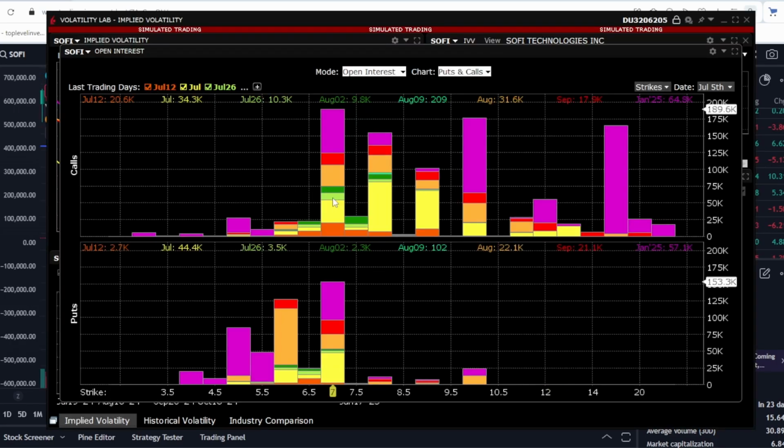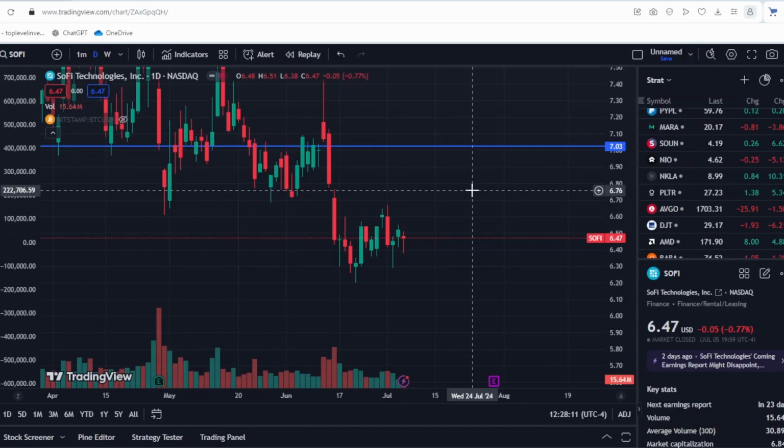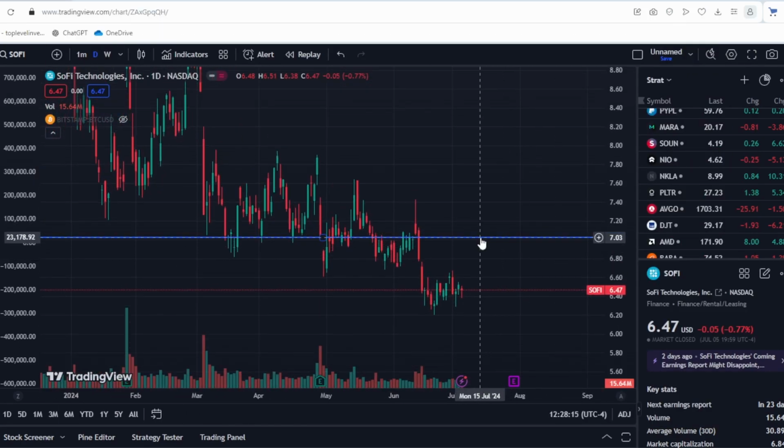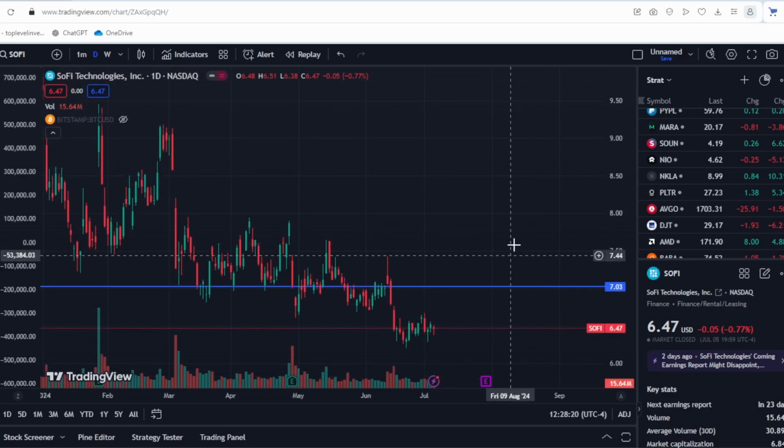Let's look at the open interest for options. We can see that open interest is concentrated at the $7, $8, and $10 levels. This indicates potential price attraction. So I speculate that sooner or later, the price might rise to $7, $8, or even $9. At least this is what the open interest in options suggests.